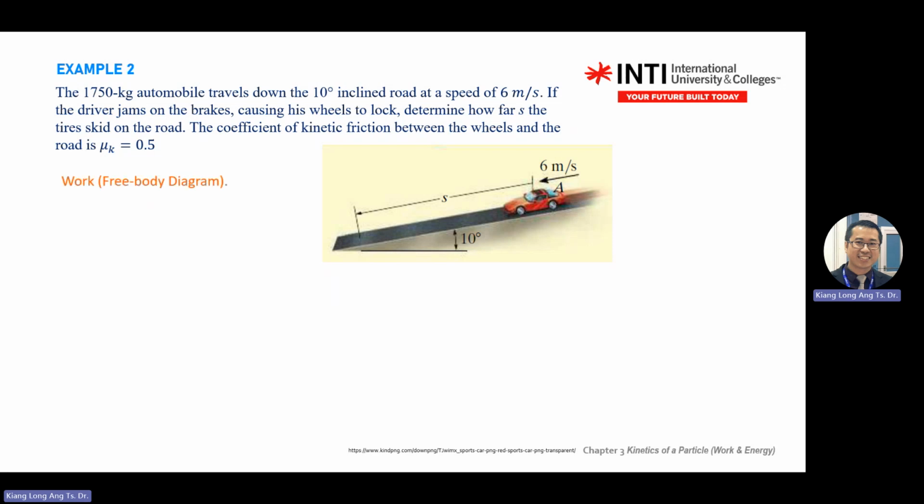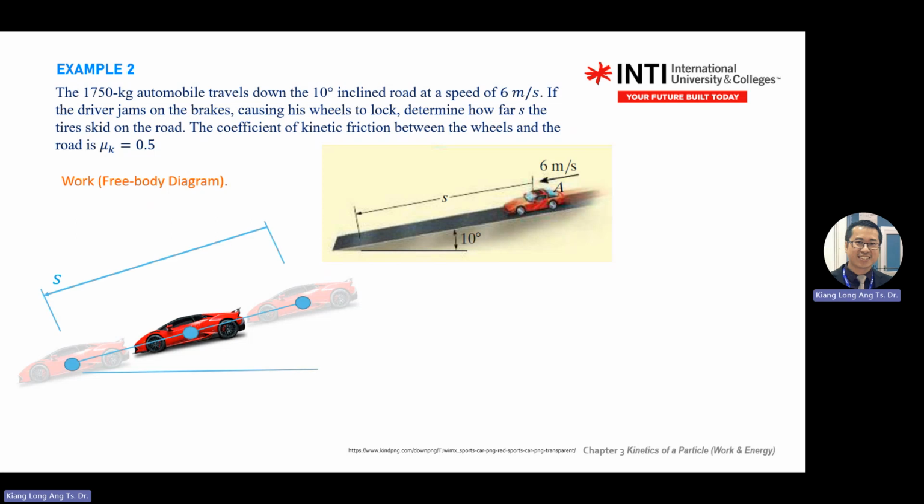Okay. So the free body diagram. You draw the diagram, 10° slanted, with the displacement of S towards down, from the start to down, and there's a velocity there. So you start with the weight pointing down, always pointing down.